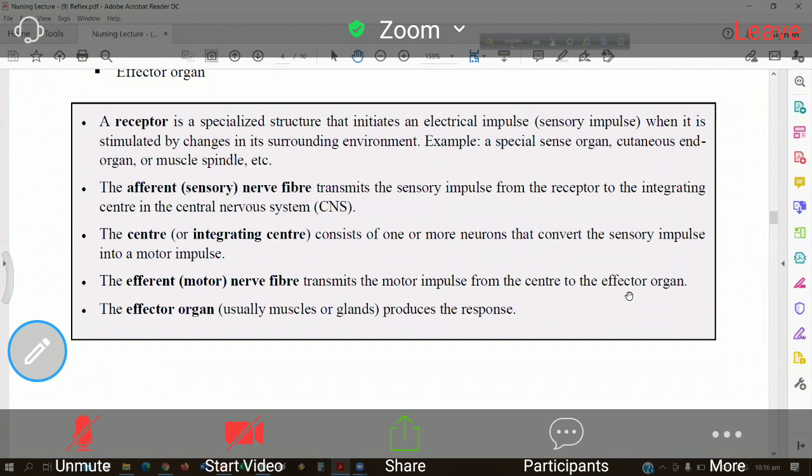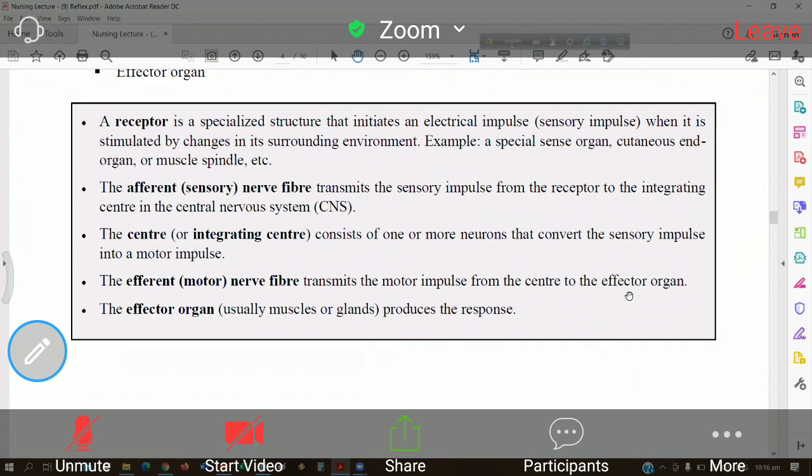The efferent or motor nerve fibers are the nerve fibers that transmit the motor impulse from the center to the effector organ. The effector organ is the organ that produces the motor response, and in most cases, these organs are muscles, and occasionally they are glands. When they are muscles, they can be skeletal muscle or smooth muscle. Examples of skeletal muscles are withdrawal reflexes.